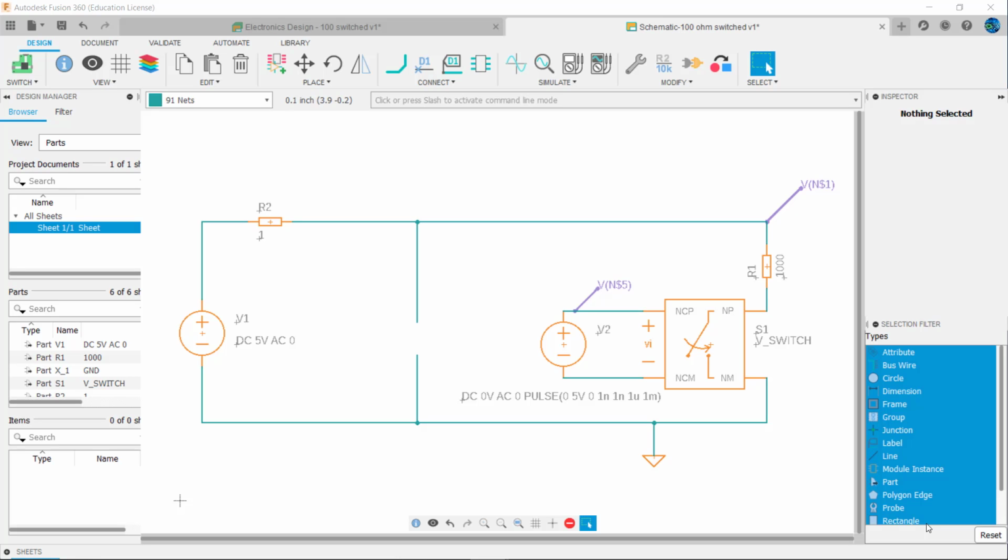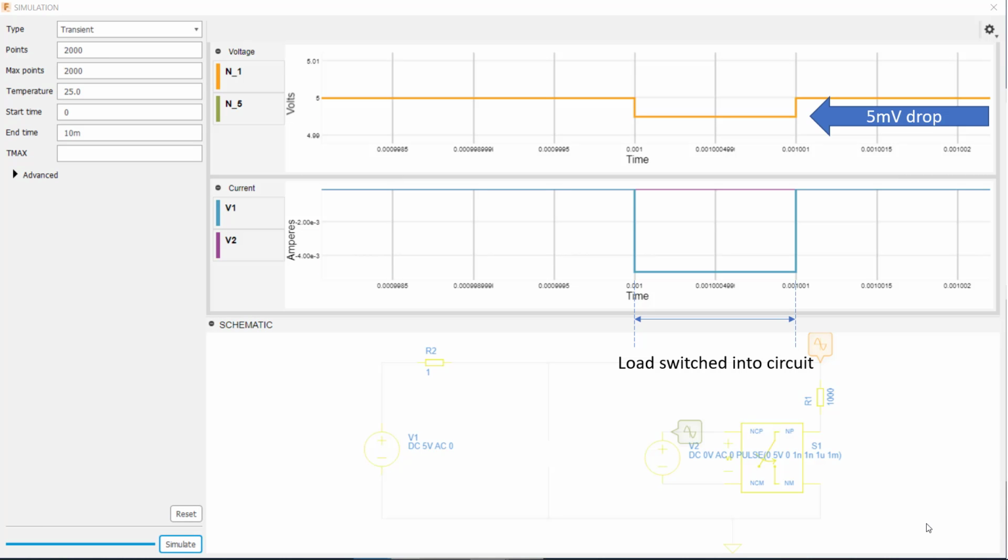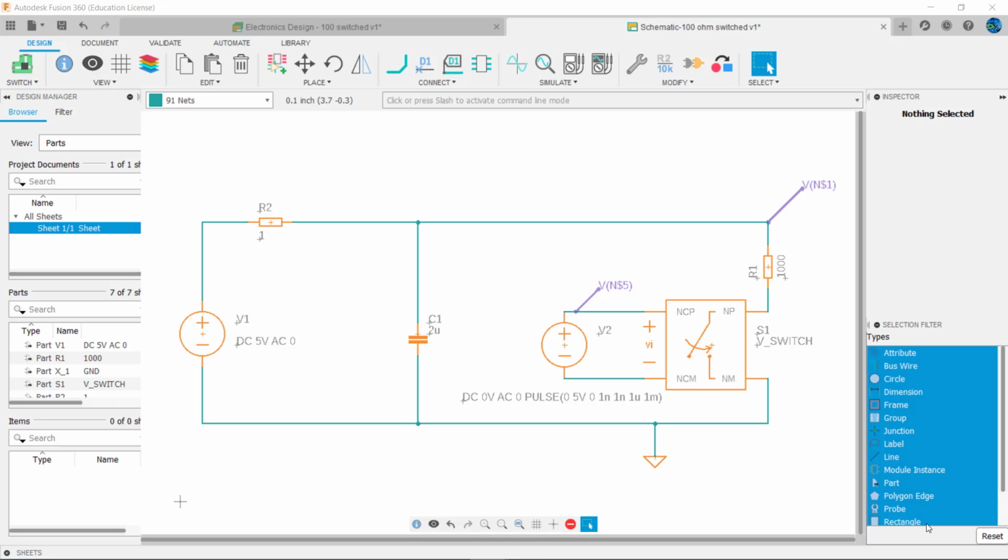This circuit switches in a 100 ohm load every millisecond. The 1 ohm resistance represents the resistance present in the wiring. When simulating the circuit, we can see the supply drops 5 millivolts each time the 100 ohm is switched into the circuit. And zoomed in, we can clearly see the drop lasts the duration of the pulse time that the 100 ohms is switched into the circuit.